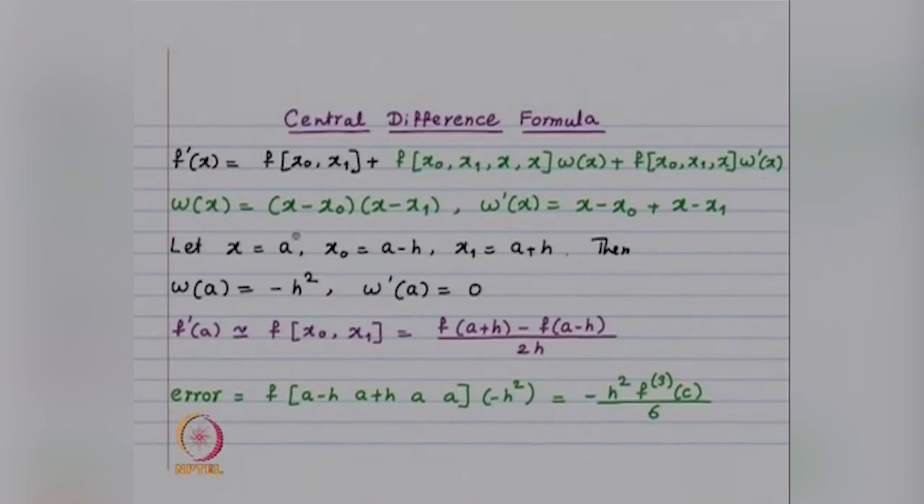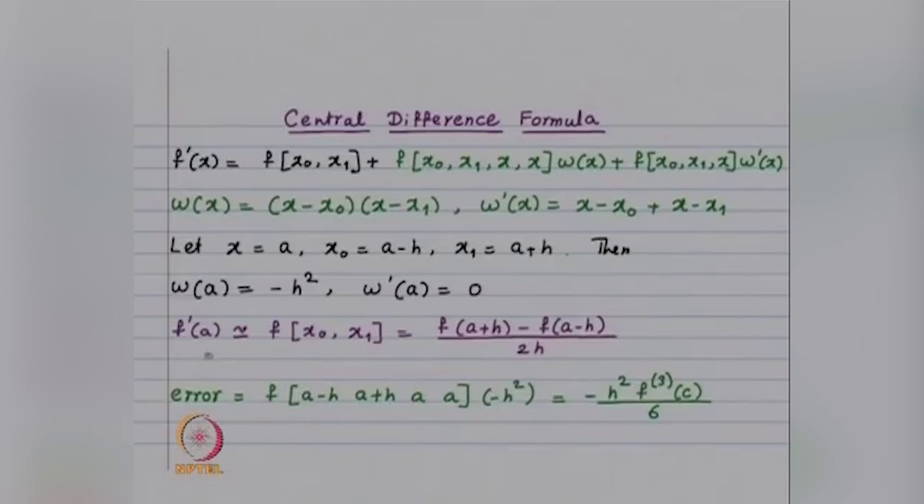w(x) is the product of (x − x0)(x − x1). The derivative w'(x) is (x − x0) plus (x − x1). If we choose x equal to a, x0 equal to a minus h, x1 equal to a plus h, then w at a will not be 0, it will be equal to minus h squared, but now w'(a) is equal to 0.